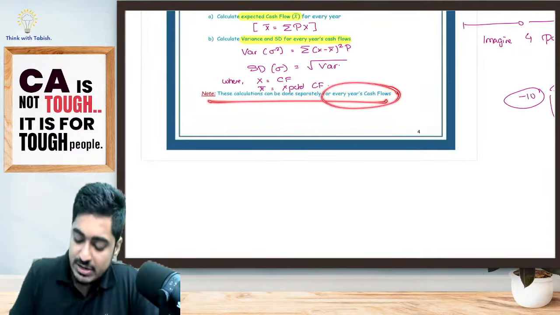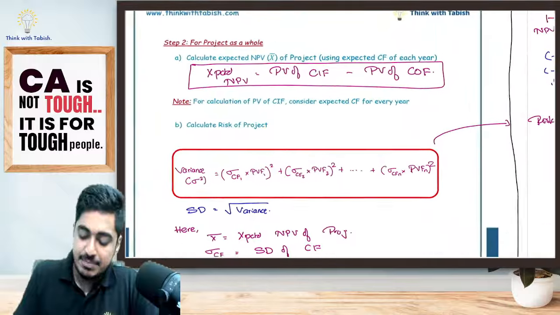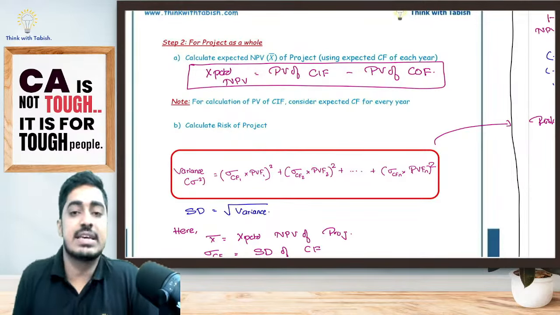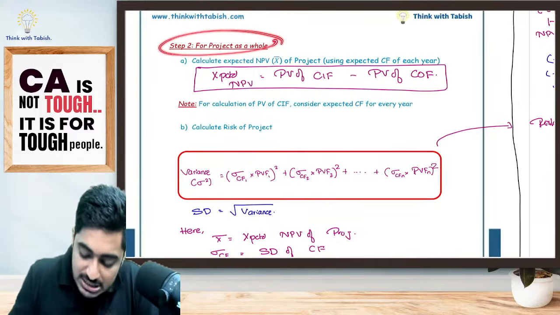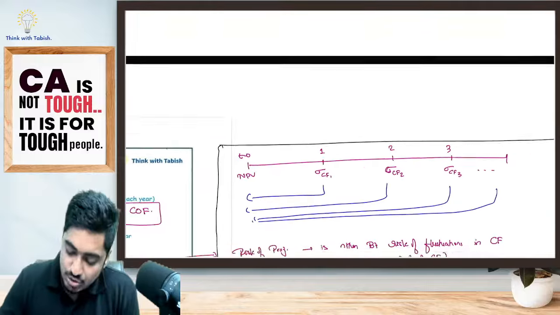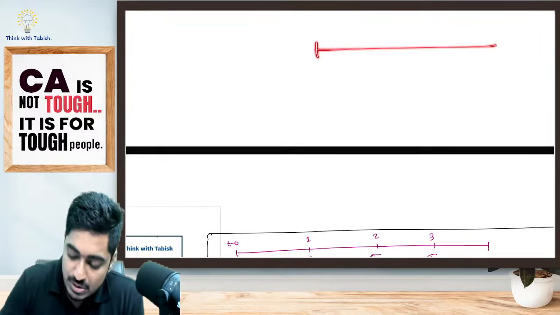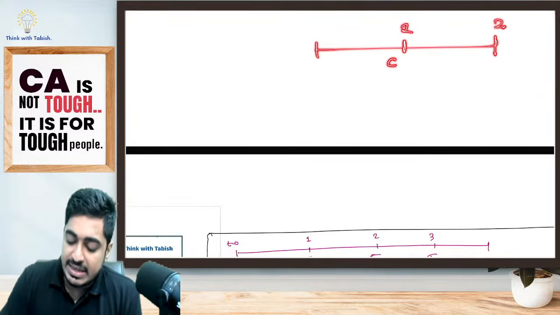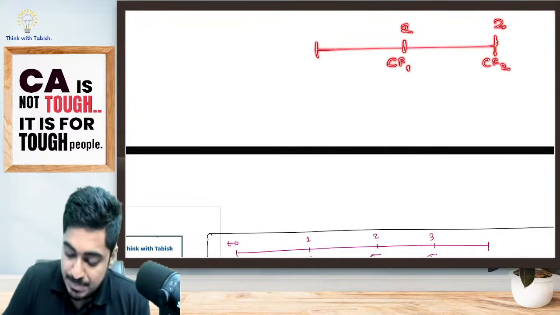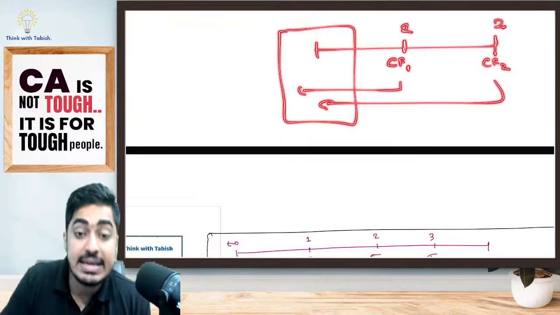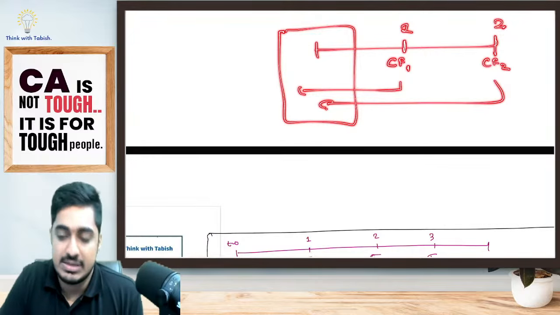This calculation will have to be done for every year's cash flow. Then he is telling, based on that, for project as a whole, do the calculation. What is the calculation for project? Now, for the project, calculate the expected NPV. He is telling that, boss, for every year, you calculated your expected cash flow. Look at this. Year 1, year 2. Expected cash flow you calculated. Cash flow 1, cash flow 2. Based on this, can you bring these expected cash flows to present value and calculate the expected NPV? Yes, we can do it.